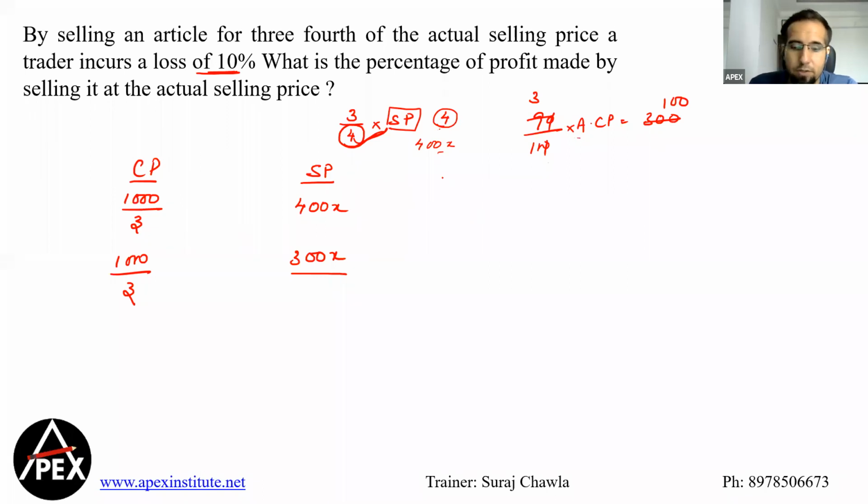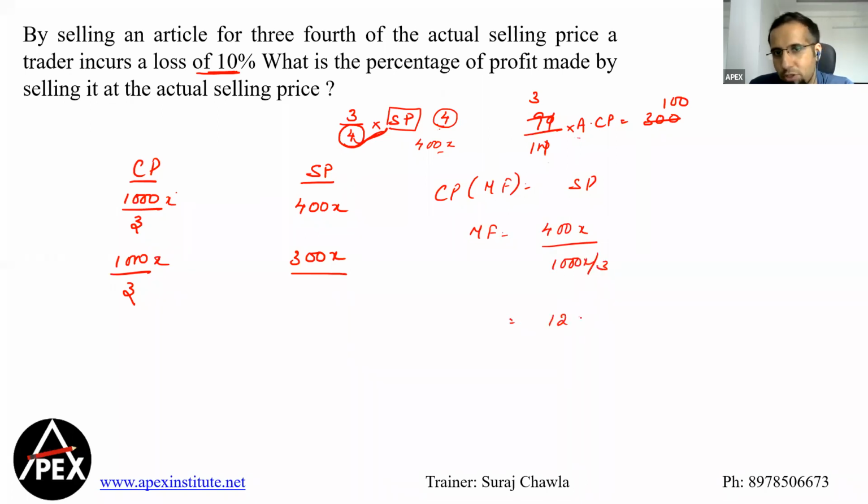Clear, guys? So 100x by 3 is the cost price. So 1000x by 3. And 400 is my selling price. So therefore, I know that CP into multiplying factor is equal to SP. Or I would use multiplying factor is equal to SP by CP.